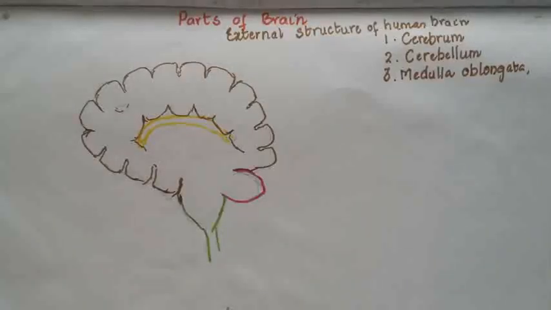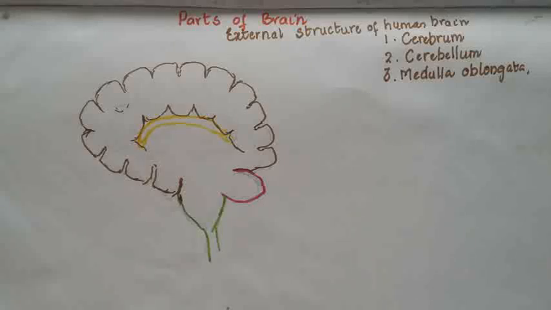Hello students, hope you are thorough with the previous video where you have learnt about the divisions of the nervous system, followed by the protective membrane of the brain and spinal cord, that is meninges. Now let us start learning about the external structure of the human brain.